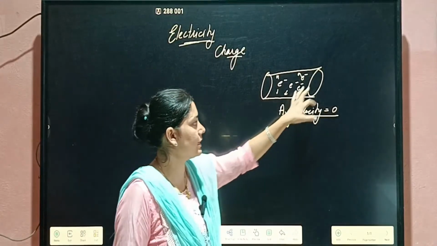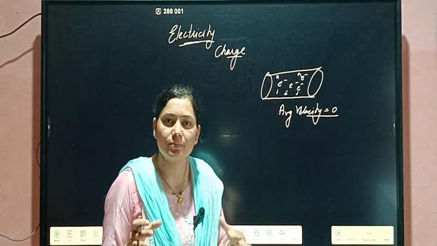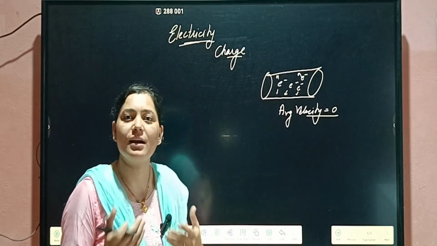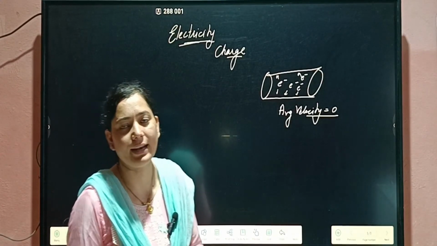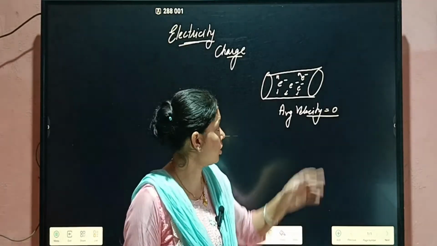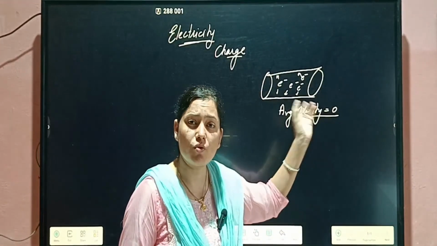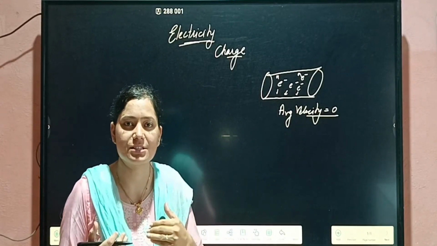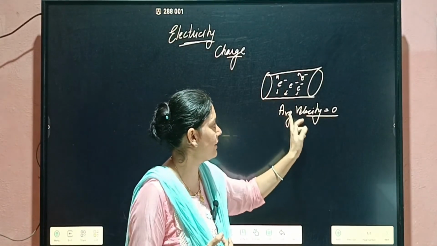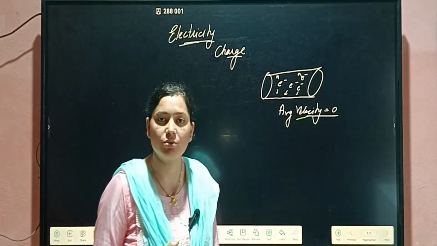All conductors are made of atoms, and atoms are made of electrons. Electrons freely revolve around the nucleus. So the electrons are moving here and there freely, without any external force, without any external cut. So they are moving here and there, so the average velocity will be equal to zero.